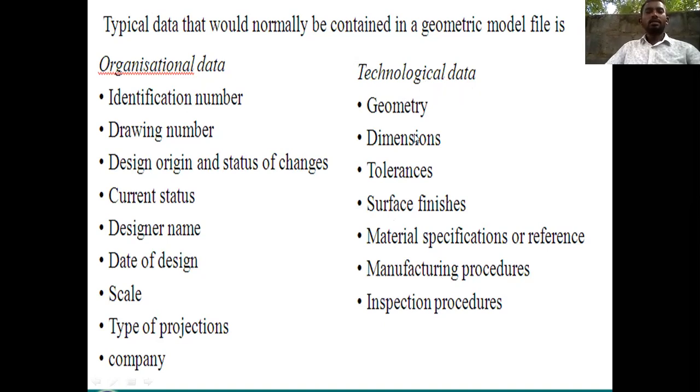Technological data in data structures generally goes to some software. We have two types, two categories. What are the two categories? Organizational data we have as a separate portion. Next one is technological data. These two are the data structures used in the software.